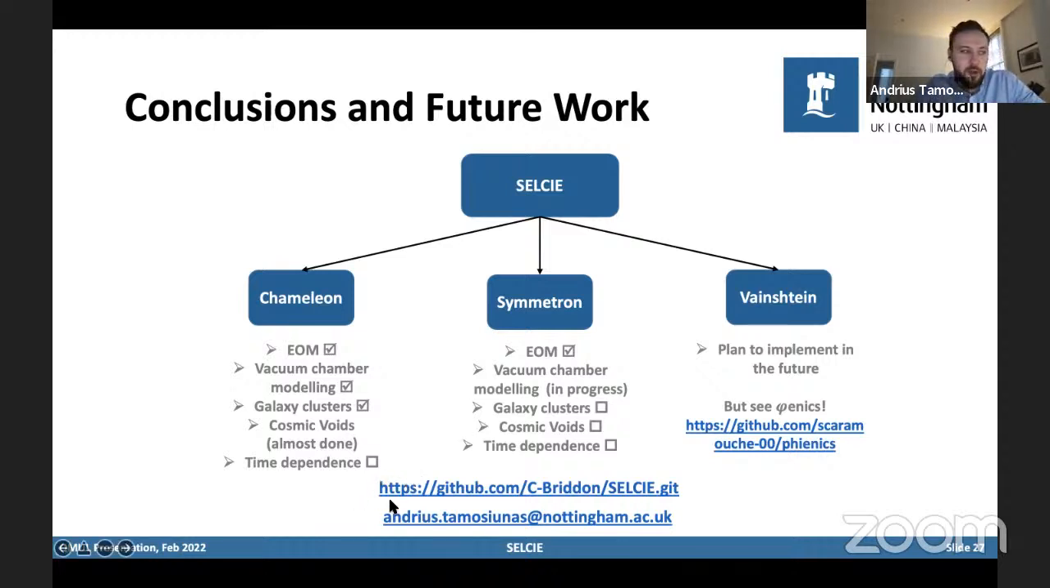I know I didn't go into too much detail about how the code works specifically, and this is mostly by design, because you can go to this GitHub repository and we have some nice documentation. We have different examples for a spherical source, for a cylindrical source, for a vacuum chamber, for NFW halos. So feel free to explore that if you're interested. And obviously, if you have any issues, just send me an email.